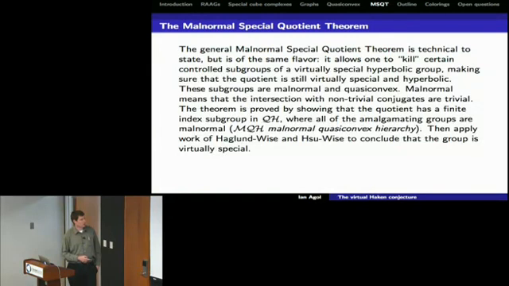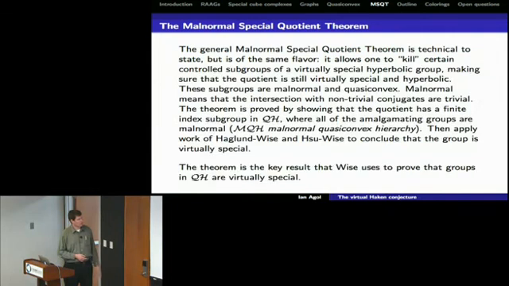So the theorem shows that the quotient has a finite index subgroup which has a quasi-convex hierarchy. Not only is it quasi-convex, but it's a quasi-convex hierarchy where all the amalgamating subgroups are malnormal. This is called a malnormal quasi-convex hierarchy. Then they apply work of Haglund and Wise and Hsu and Wise, which is another 60 pages, to conclude that the group is virtually special. So it's a very complicated inductive kind of argument.